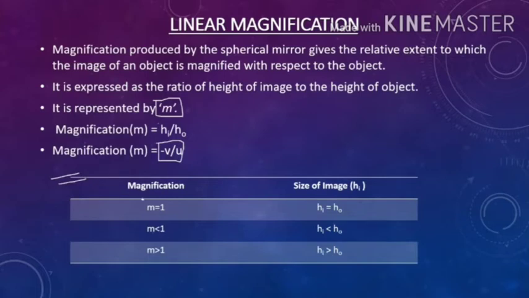If the magnification equals 1, then the size of the image is equal to the size of the object, that is, hi equals ho. If the magnification is less than 1, then the height of the image is less than the height of the object. And if the magnification is greater than 1, then the height of the image is greater than the height of the object.